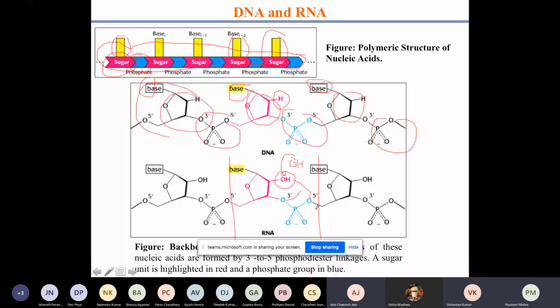Yes, sir. There is an attack by the hydroxyl group. Sir, could you please explain it again? See, this hydroxyl group, if you have a basic environment, what will happen? The hydroxyl group will be there, an excess of hydroxyl group.